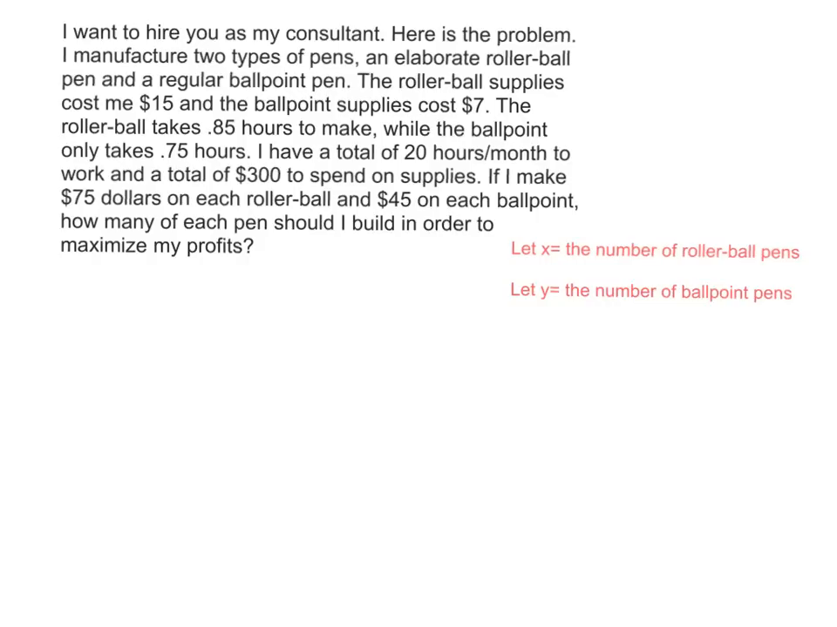So the first equation that we want to talk about is about the money. Rollerball supplies cost $15. So if we want to write this, we know that X is the number of rollerball pens, right? So $15 per rollerball pen, so 15X, plus a ballpoint pen costs $7. So we've got $7 times the amount of ballpoint pens.